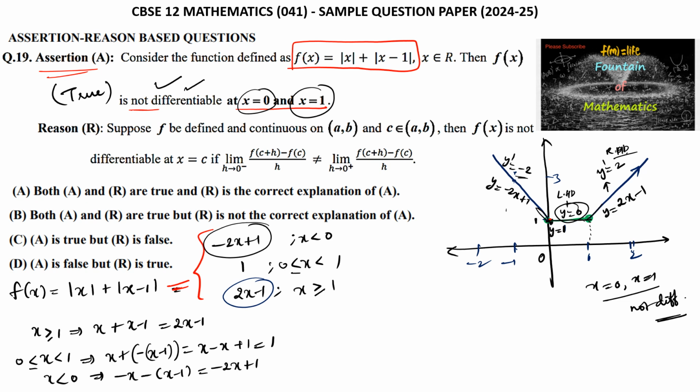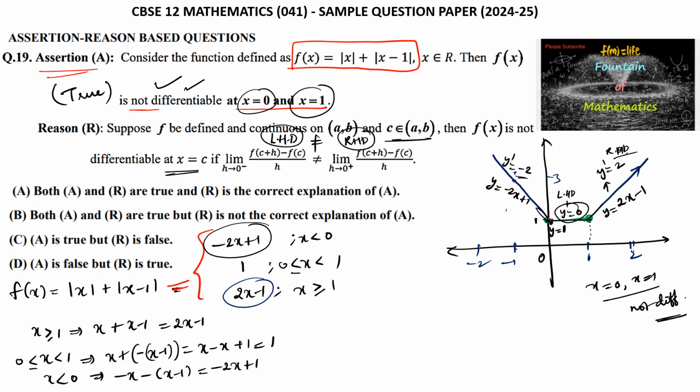And the reason given: suppose f is defined and continuous on open interval a comma b, and for c belongs to a comma b, f of x is not differentiable at x is equal to c if the limit h tends to 0 minus of f of c plus h minus f of c divided by h, this is the left hand derivative formula, is not equal to the limit h tends to 0 plus of f of c plus h minus f of c divided by h, which is the right hand derivative. So left hand derivative is not equal to right hand derivative.